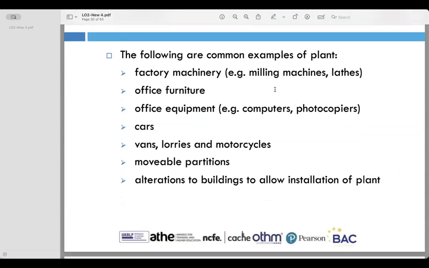The following are common examples of plant: obviously factory machinery, office furniture, office equipment, for example computers, photocopiers, cars, vans, lorries, motorcycles, movable partitions, and alterations to buildings to allow installation of plant. Alterations such as these could involve an improvement to the structure or the installation of new utilities.